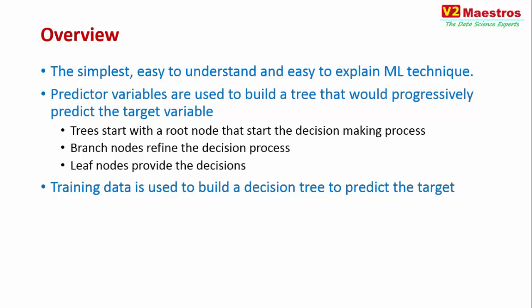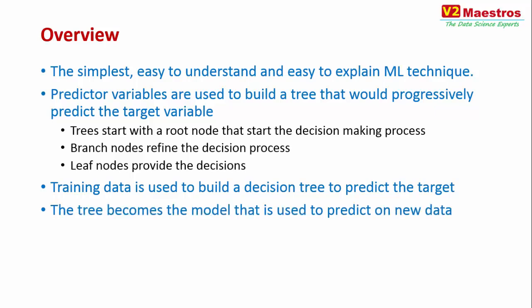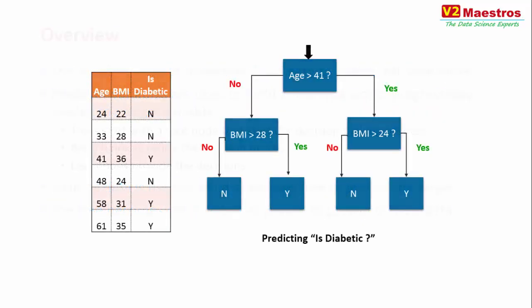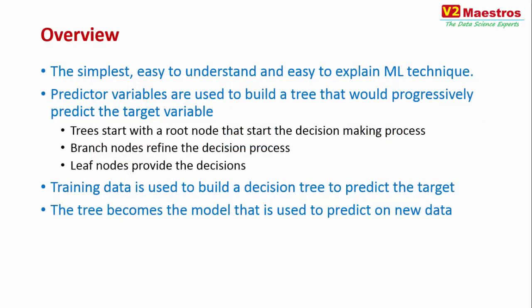Decision trees are a popular classification technique. It is mostly used for classification. It can be used on continuous data, but it is mostly used for classification purposes. Again, training data is used to build a decision tree. The tree itself is the model in the case of decision trees. The tree is the model, and then you use this model to predict for new data.